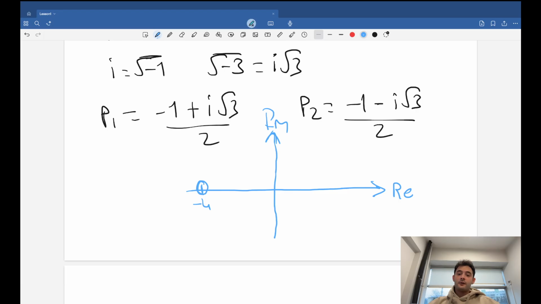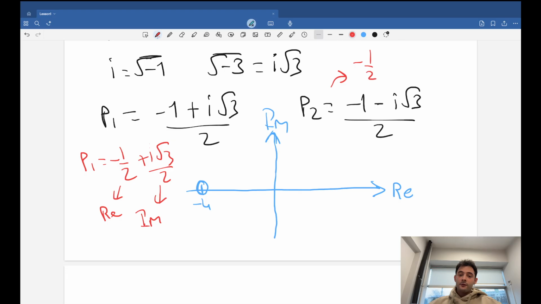And let's switch back to red. So P1 is actually a combination of two different values: minus 1 over 2 plus i times the square root of 3 over 2. We can see this is the real part and this is the imaginary part. Also, let's write it down for P2: minus 1 over 2 minus i times the square root of 3 over 2. So we will have something here. Let's say here is minus 1 over 2.